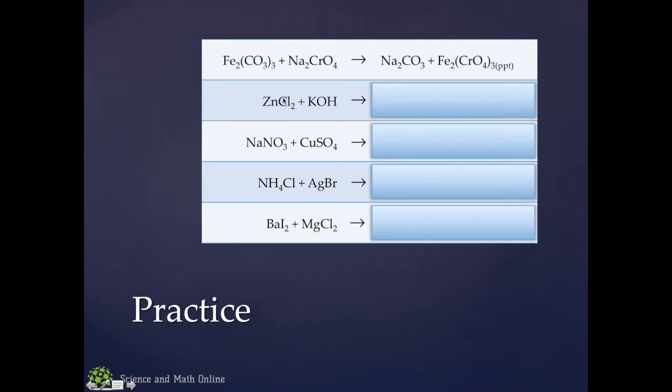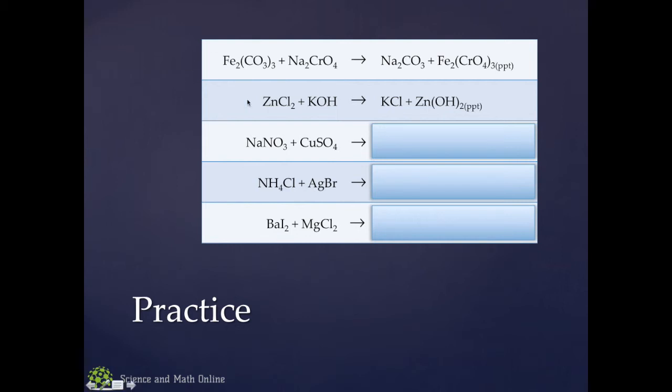All right, so let's look at the next one. Zinc and potassium switch places. Potassium goes with the chlorine. Zinc goes with the hydroxide. Check your solubility table. Looking at the solubility table, the potassium chloride I know is soluble, and then zinc hydroxide is the precipitate. So that's a precipitate. Identify it, then balance if needed.